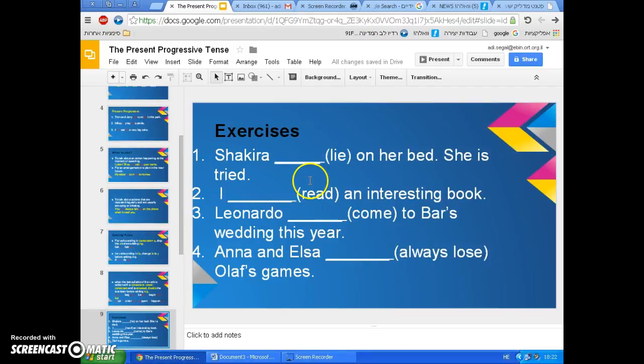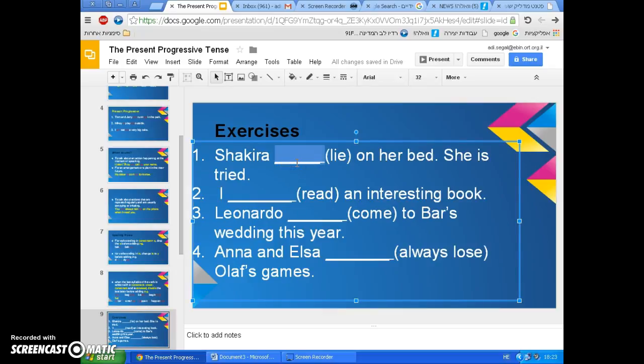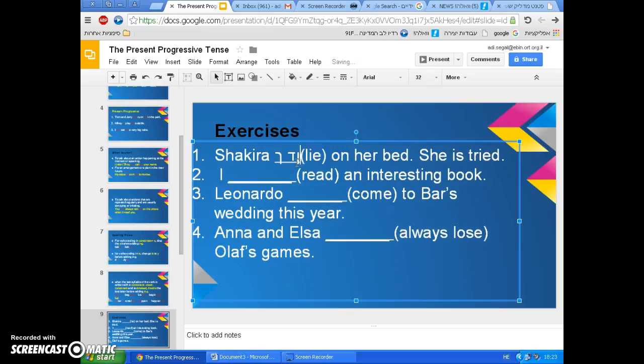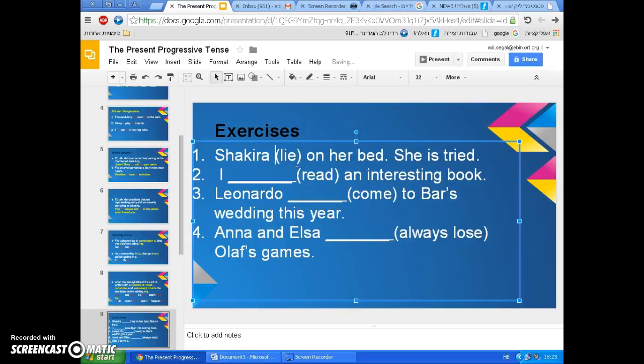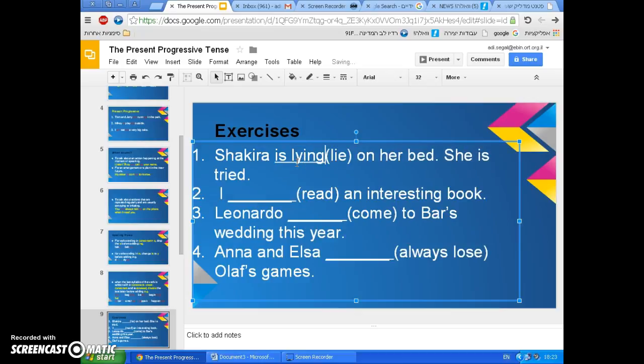So, Shakira on her bed, she is tired. How do we say it in the present progressive? Shakira is she, so Shakira is lying on her bed. Why did I spell lying like that? Because lie ends with IE, so we change the IE into Y and add the ing as we saw in the spelling rules.